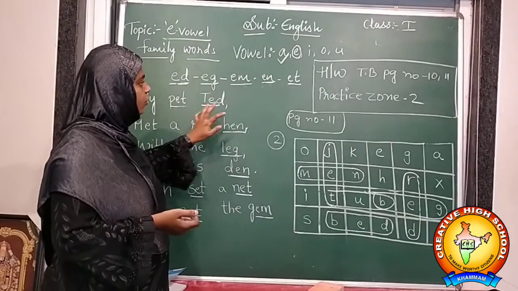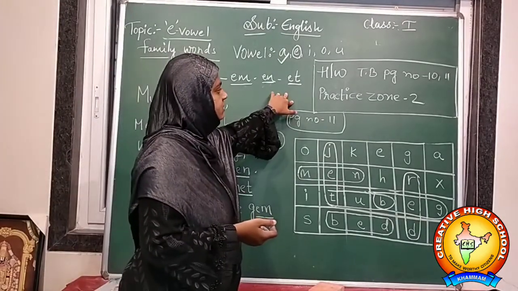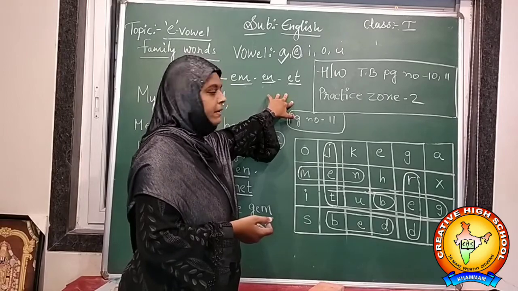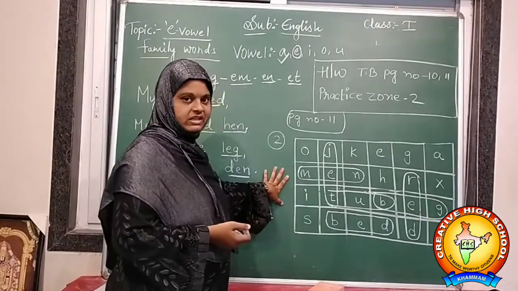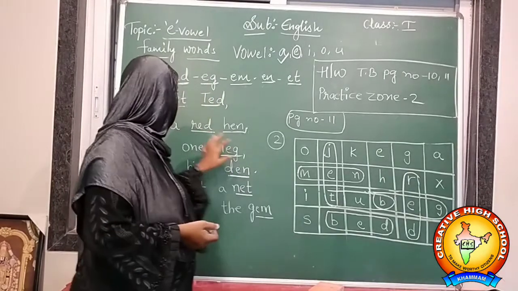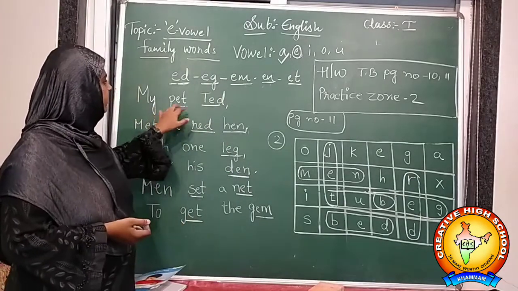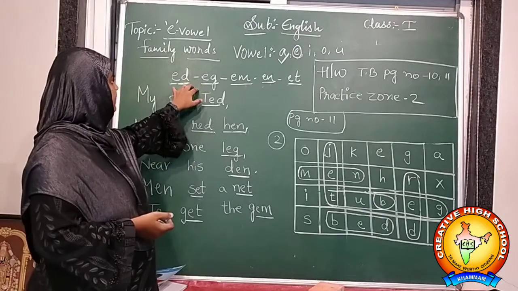So this is the homework. Textbook page number 10 and 11, practice zone 2, and I have completed the circle the words that I have circled, and here I have told where the sounds start in E letter, E vowel family words.